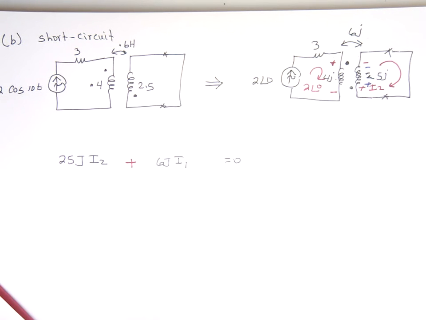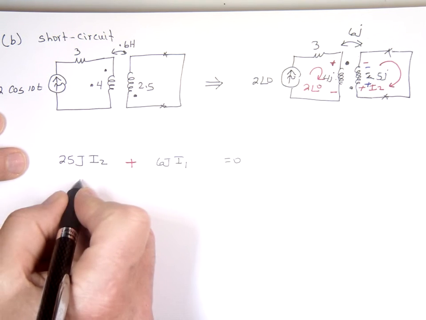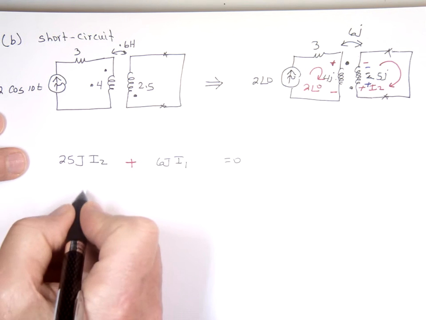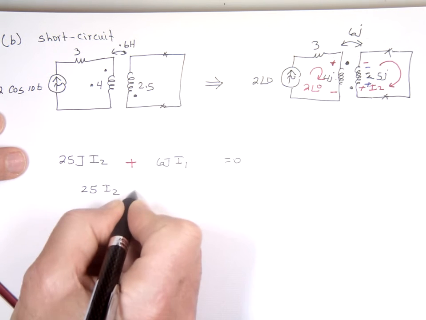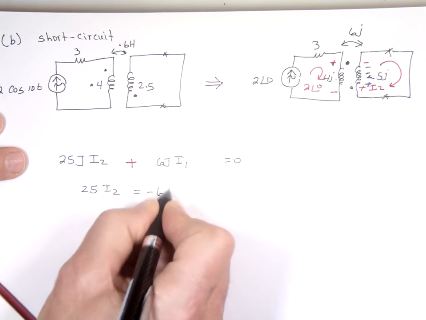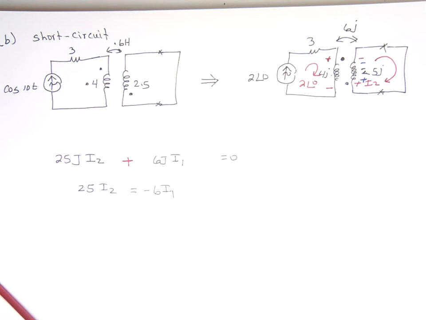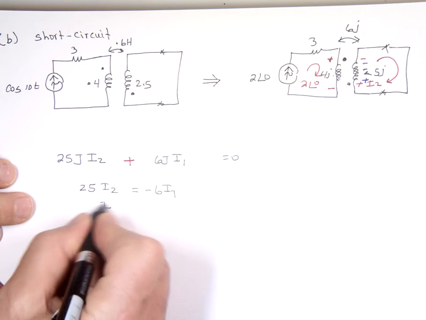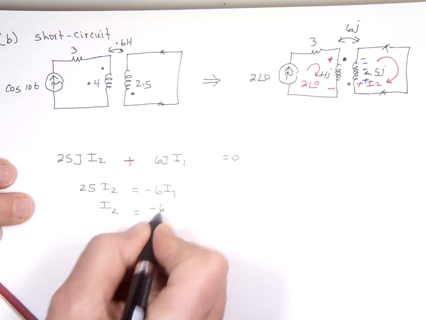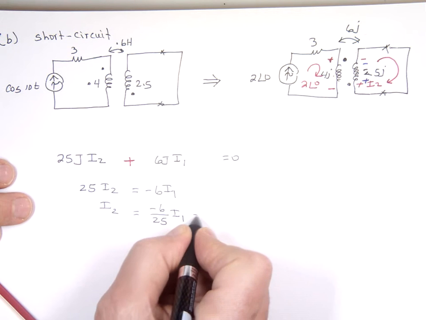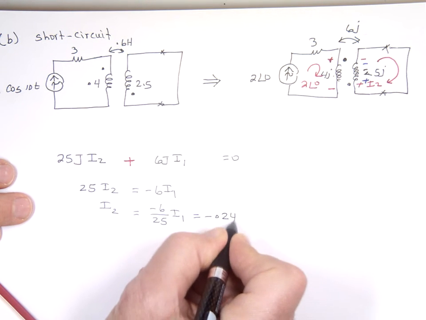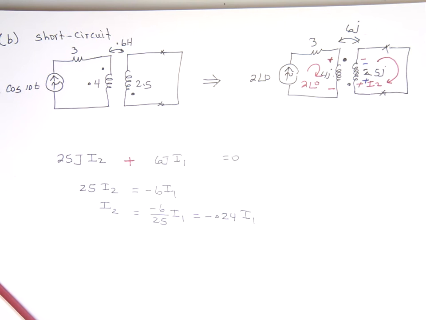I know what I sub 1 is, 2 angle 0. Can I find I sub 2? Yeah. So I can drop the J's out mathematically. 25 I sub 2 equals what? Negative 6 I sub 1, if I drop the J's out. What's I sub 2? Negative 6 over 25 I sub 1. And what's that? Negative 0.24 I sub 1. I sub 1 happens to be 2.